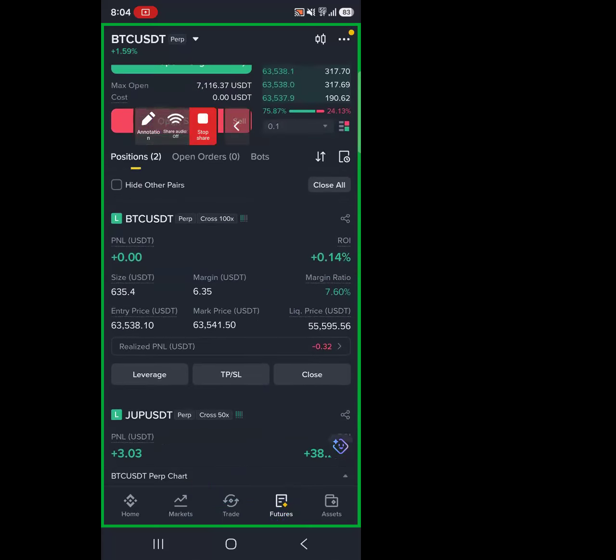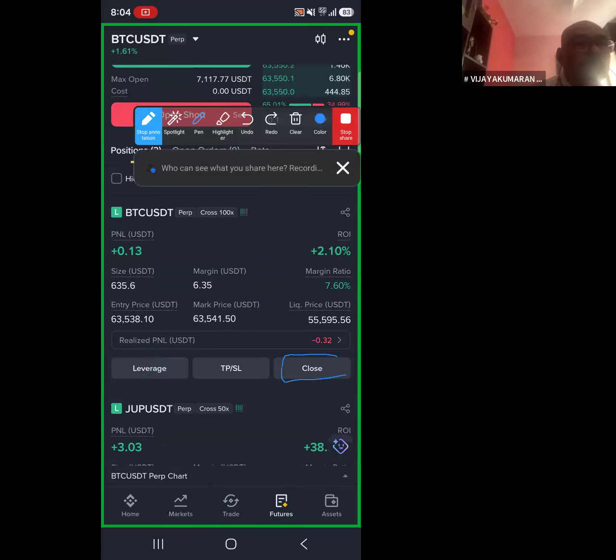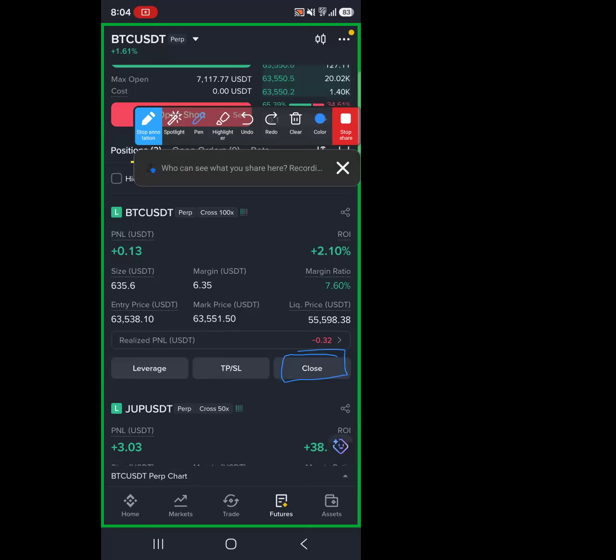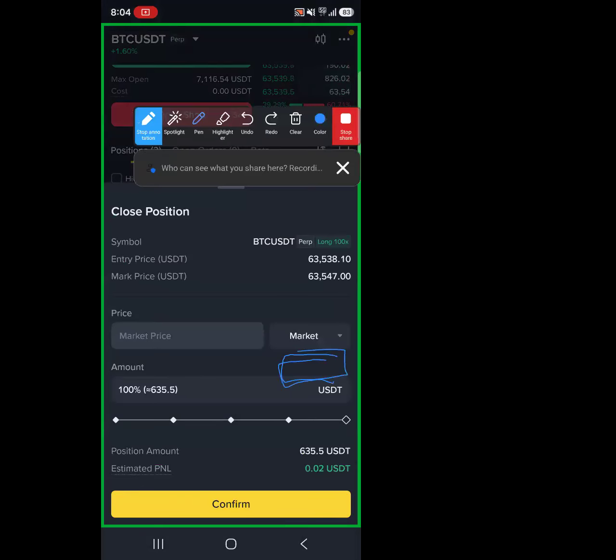You see here? Leverage is there, close is there. So what you're only going to do is tap on close, if you want to close at market price at this current profit, because it is going to show you the estimated profit and loss. So you're in profit, right? You're in plus 0.07. That's the profit. This profit here is a reflection of this amount.